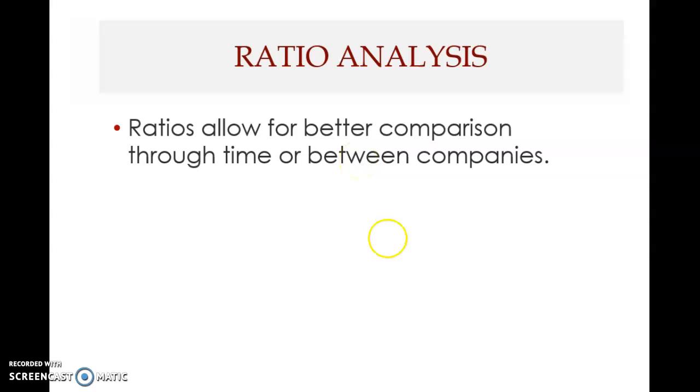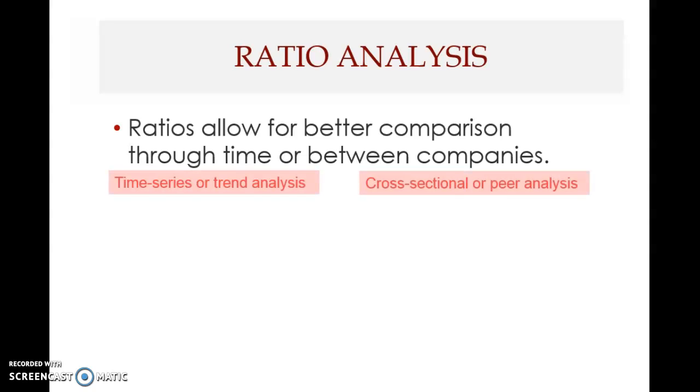There are two types of ratio analysis. One is called time series or trend analysis, and this is one and the same. That means you analyze the ratio over time. So that's the first method. The second method is you compare the ratio among competing companies, or across companies. This is called cross-sectional or peer analysis. So there are two types of ratio analysis.